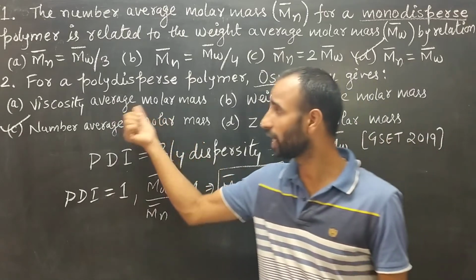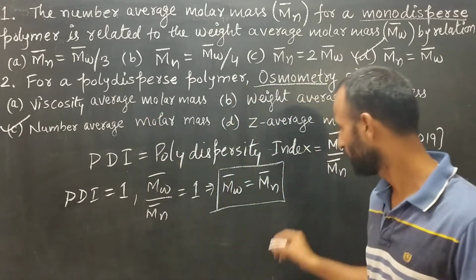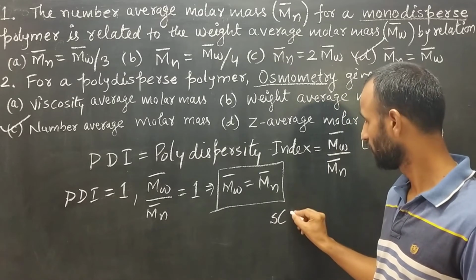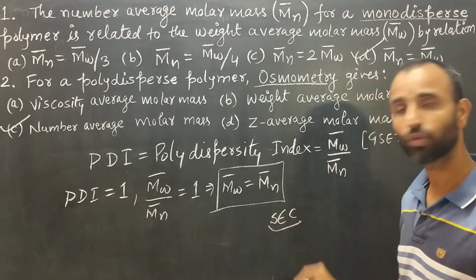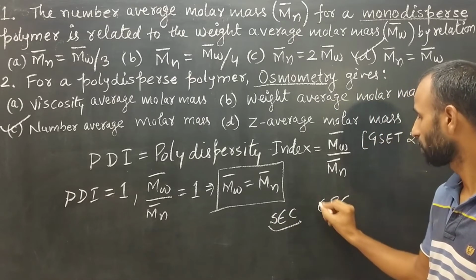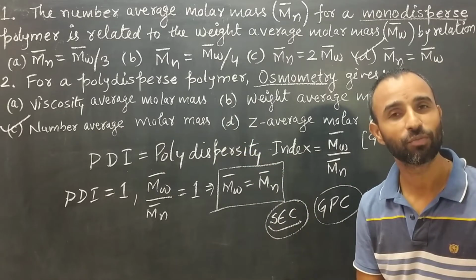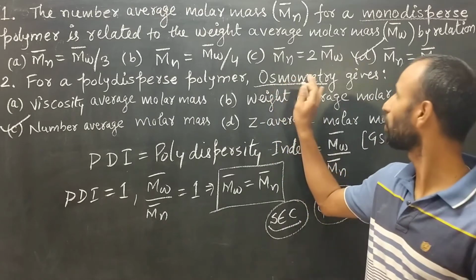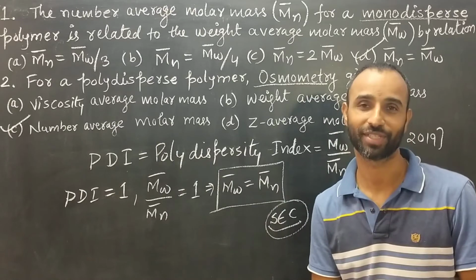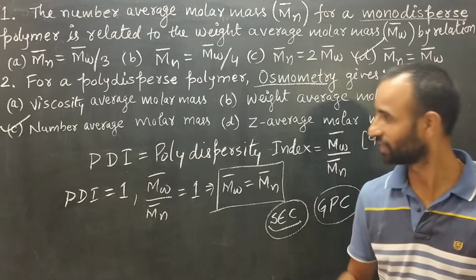And for viscosity average molar mass, we use HPLC. Two techniques are there. HPLC is also known as size exclusion chromatography, SEC, and GPC, gel permeation chromatography. These are used for size-based determination of molar mass. So the right answer for osmometry is that it gives the number average molar mass. These are the questions from GSET 2019. Just note down.